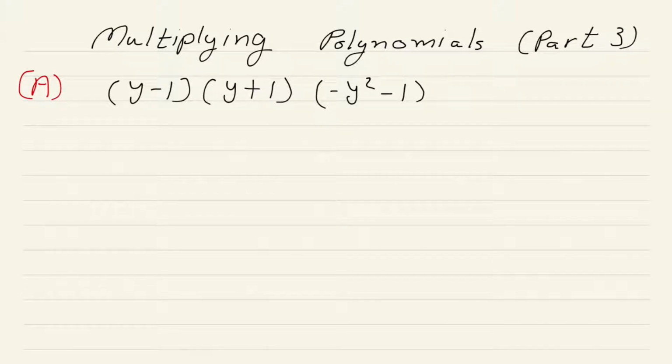So let's say we are multiplying 2 times 3 times 5. What we do is we multiply two numbers first and then multiply the answer by the third number. So you would do 2 times 3, that's 6, times 5, and that's 30.